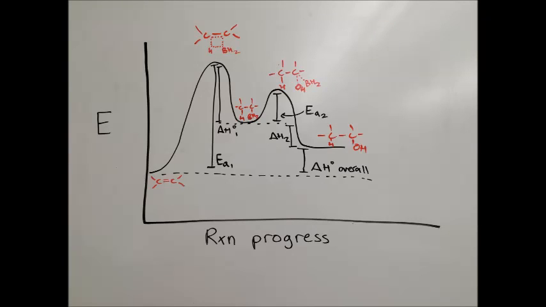Because this reaction occurs in two steps with an intermediate alkyl borane, there are two peaks on the energy diagram. Since the first step involves breaking a pi bond, it will require more energy than the second step, the formation of the product. The intermediate alkyl borane is higher in energy than the reactant and the product.